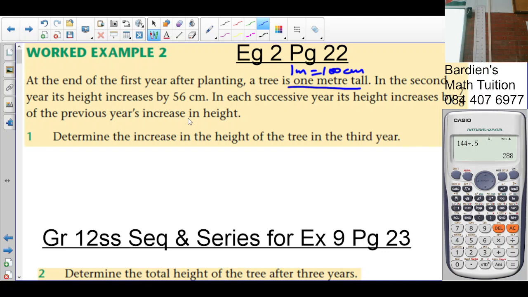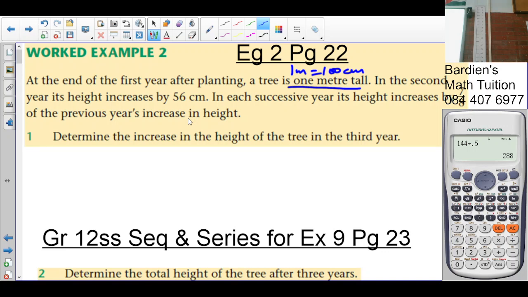So before we read anything else, what you notice is that my R value is between -1 and 1. So what do we notice here? You can also, if needed, work out the sum to infinity, which is A over 1 minus R. Why? Because the sum to infinity exists if and only if R is between -1 and 1. The question says: determine the increase in height of the tree in the third year.